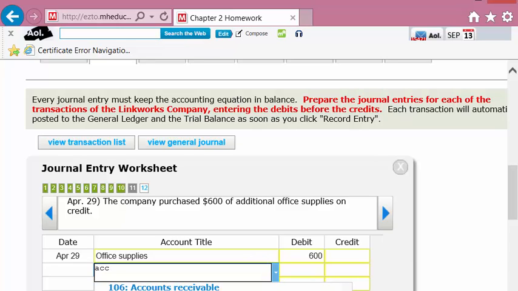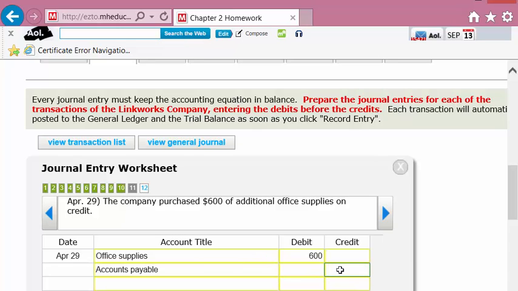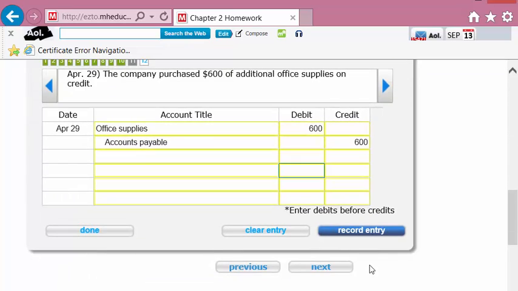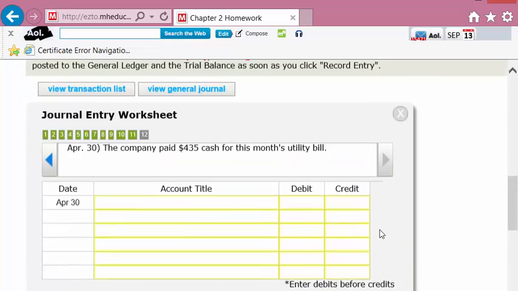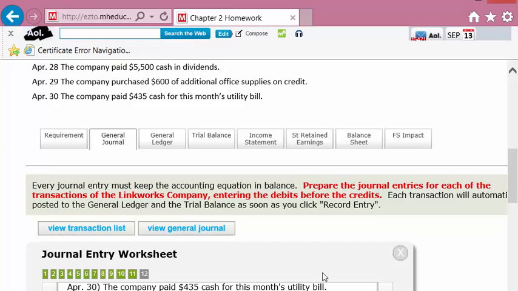Nice. And how do you know it's accounts payable? Because it said what? On credit. Good. Okay. So did you enter that transaction? Record entry. Good job. Okay. Which accounts? Which financial statement? Good. Everything's on the balance sheet, right?